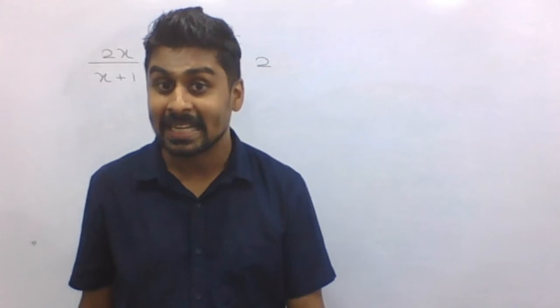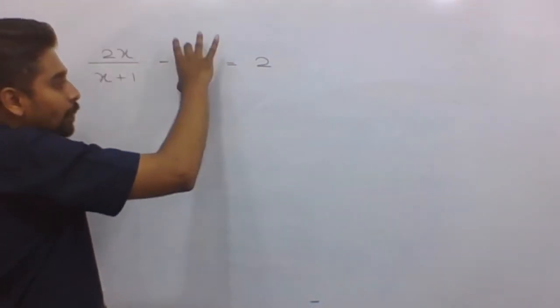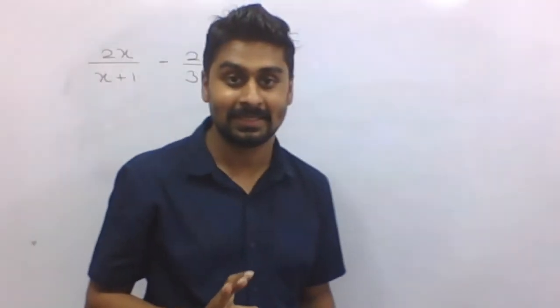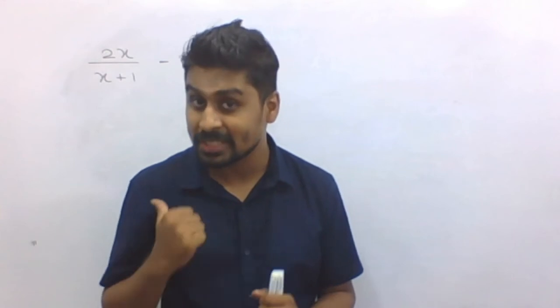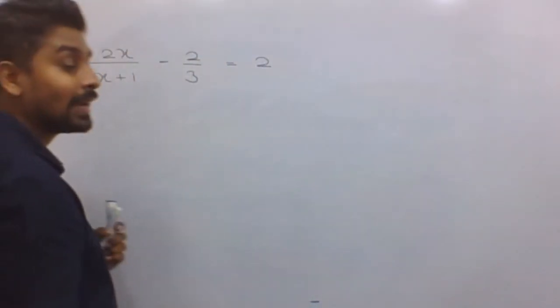Or otherwise, the other method is what? You can simplify the fractions here without bringing this to the other side. Now I am using that method, because I need to explain the fraction simplification here. Look at x plus 1 here, 3 here. So what is the common denominator?